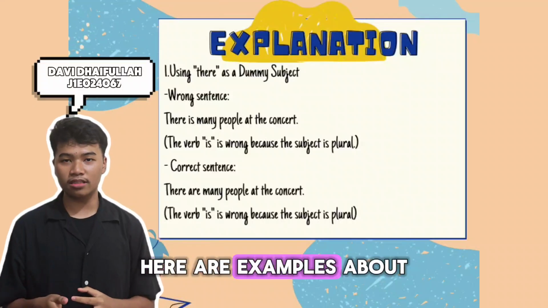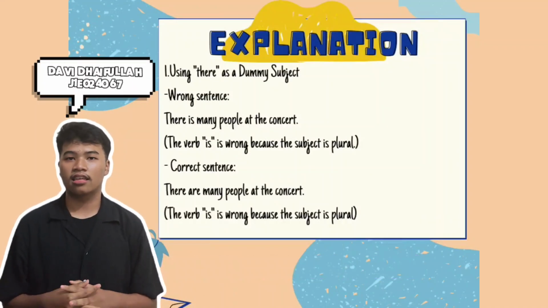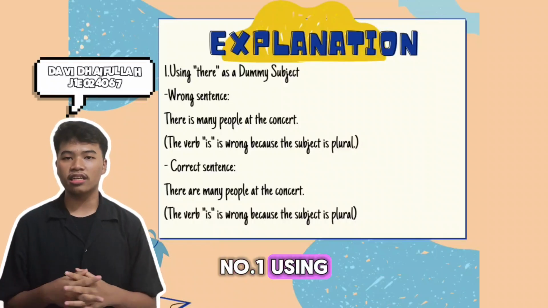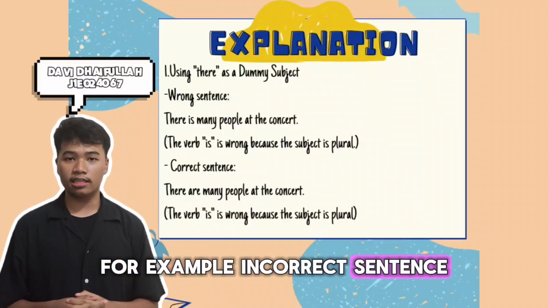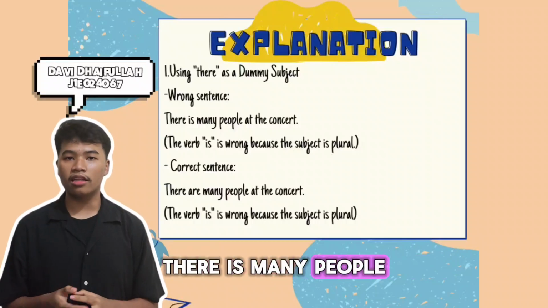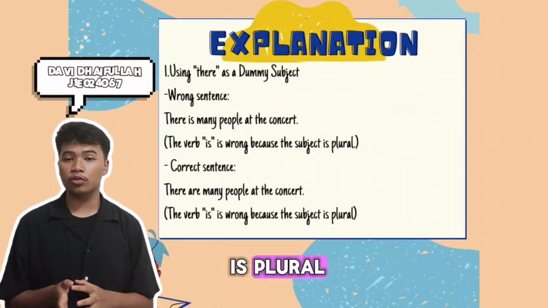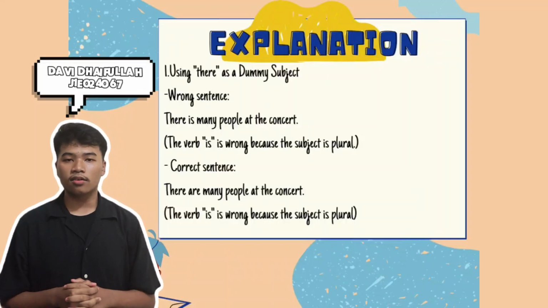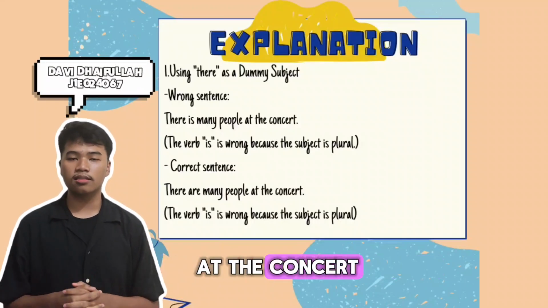Here are examples about mistake and correction using there and it. Number 1. Using there as a dummy subject. For example, incorrect sentence, there is many people at the concert. The verb is wrong because the subject is plural. For example, correct sentence, there are many people at the concert.